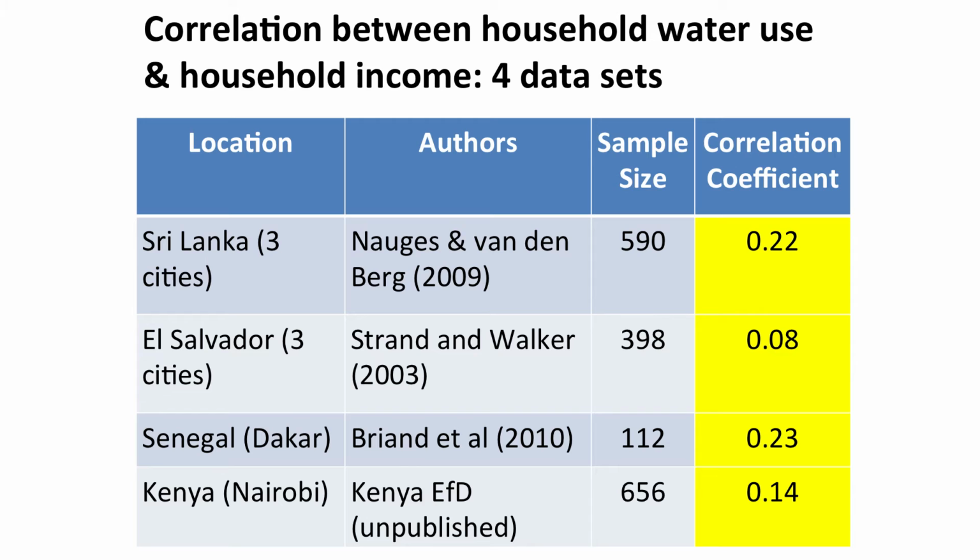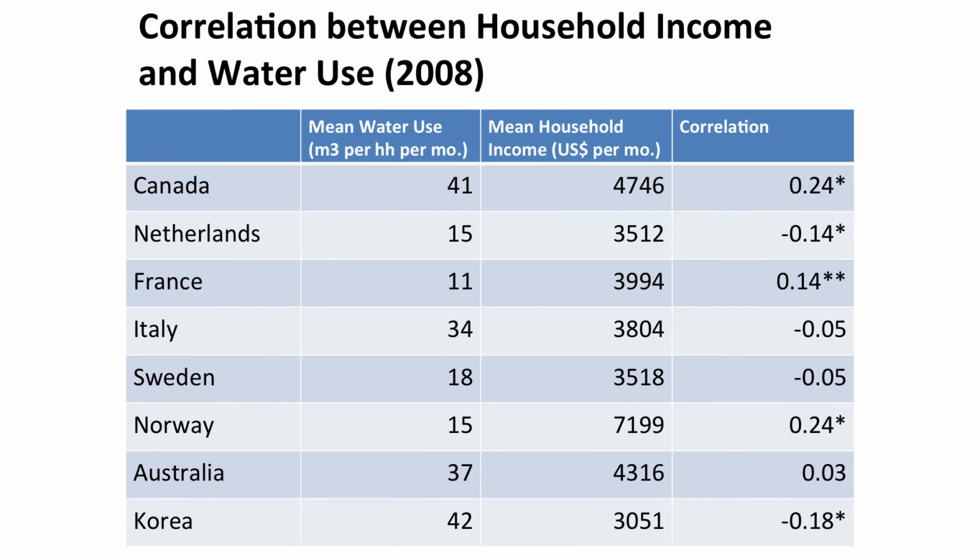You might be thinking that the correlation between household income and water use would be higher in high-income countries, but this is not the case. This next table shows the correlation between household income and water use in data sets from 8 OECD countries. As shown, the correlations are even lower than in the 4 data sets from developing countries shown in the previous table. The correlations range from minus 0.18 in Korea to plus 0.24 in Norway. In 3 of the 8 countries, the correlation is not statistically significant.